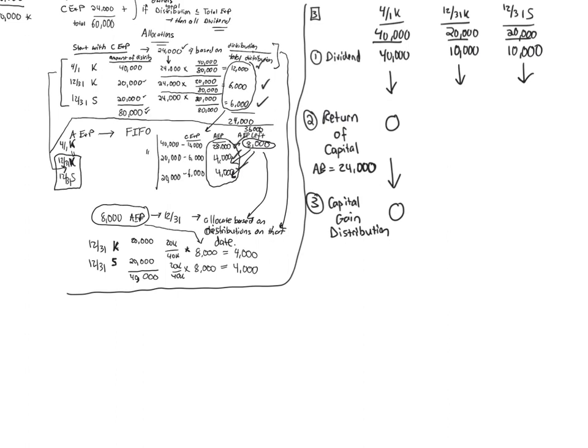So the problem is on 12-31, for K and S, we've got another event going back to our timeline. On 7-1, sale of stock from K to S.